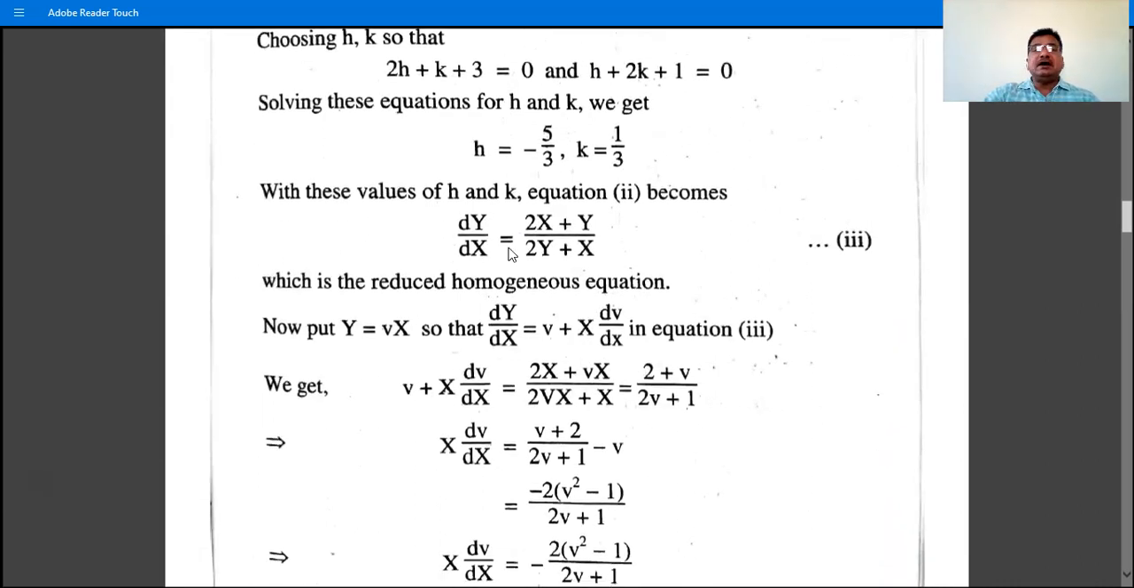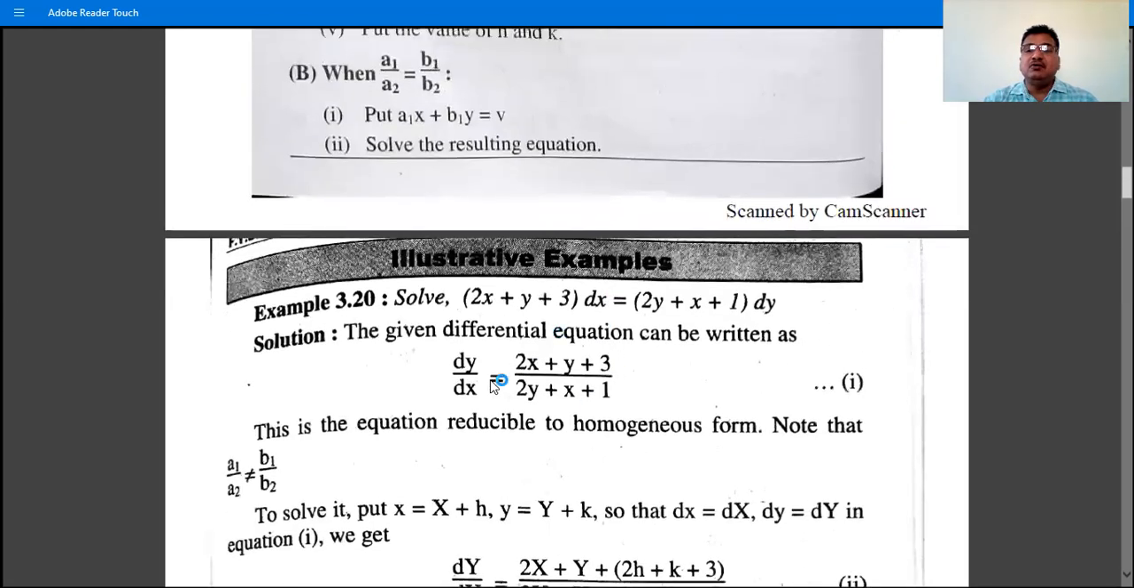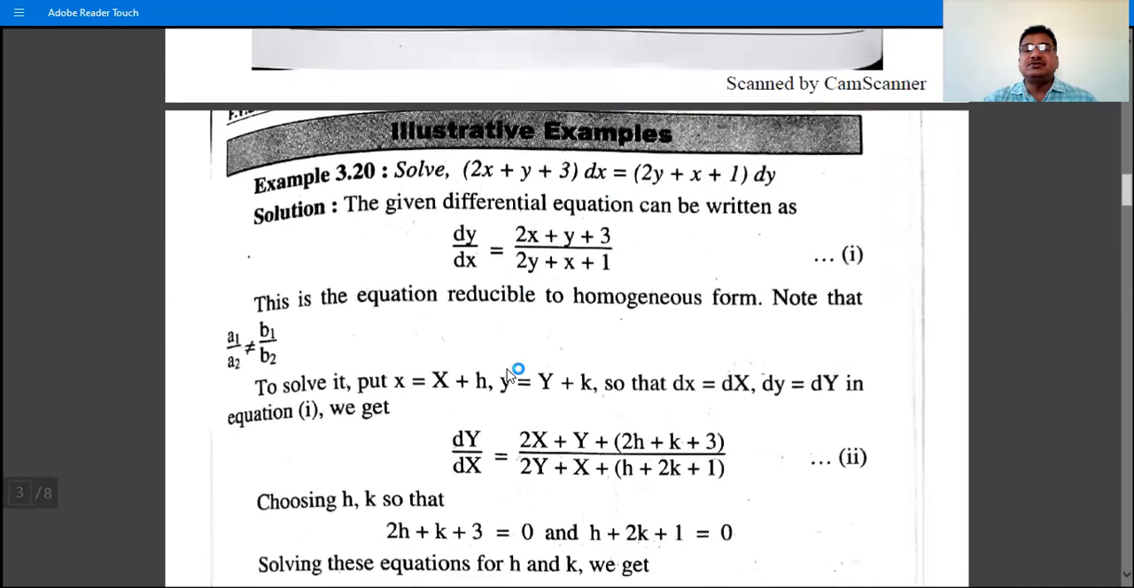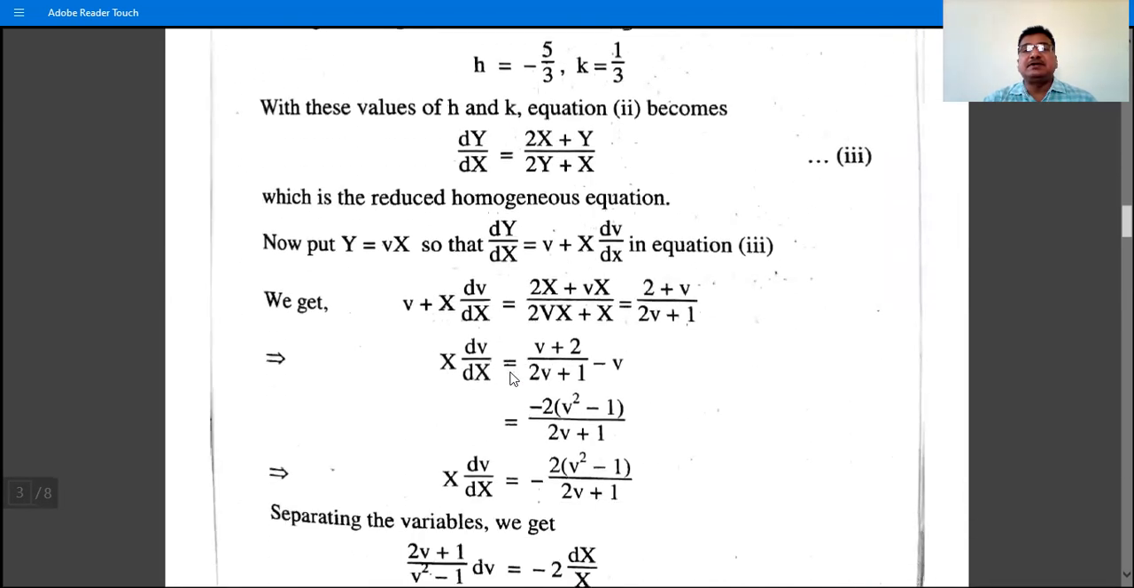And now this is a homogeneous differential equation. This third equation is a homogeneous differential equation. 2X plus Y is a homogeneous function of degree 1, and 2Y plus X is a homogeneous function of degree 1. And therefore this is a homogeneous differential equation. Now this given non-homogeneous differential equation is reduced to a homogeneous differential equation, and now we apply the method of homogeneous differential equations to find the solution of this differential equation number 3.